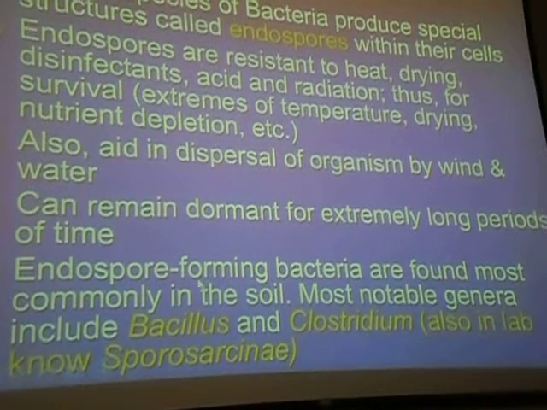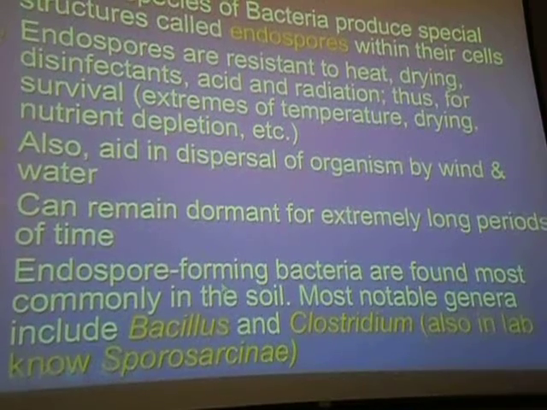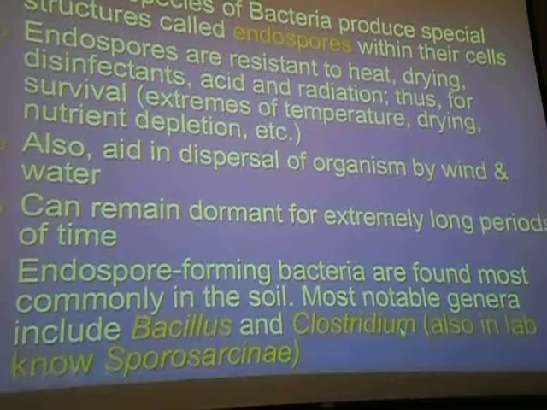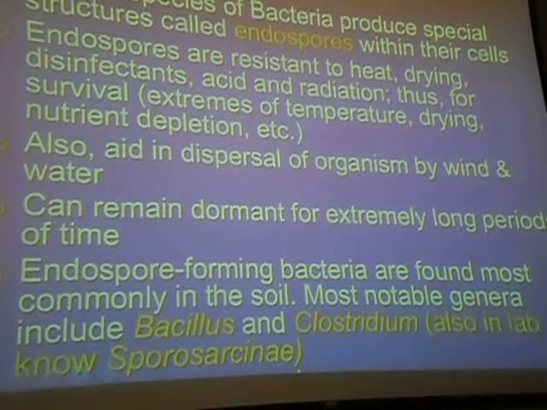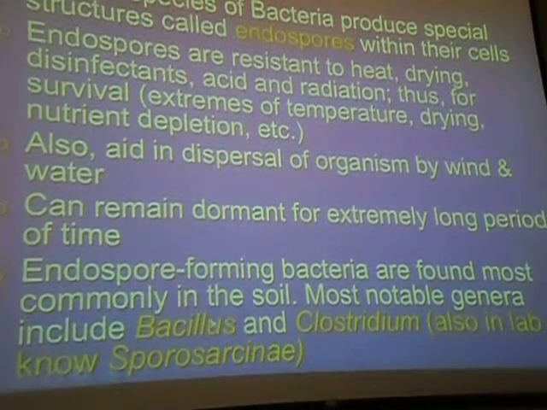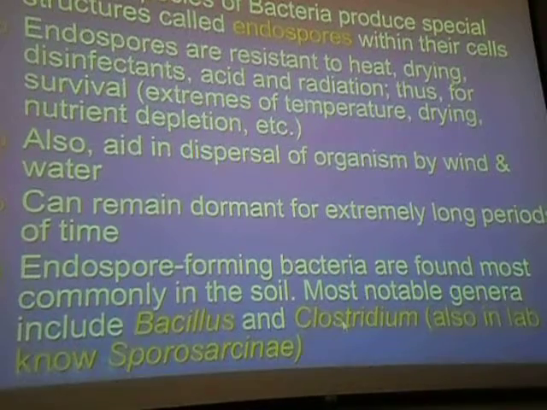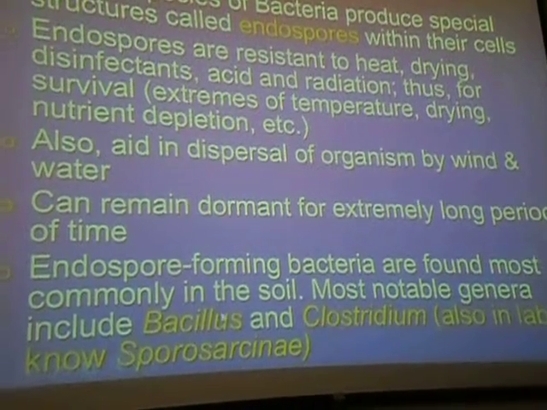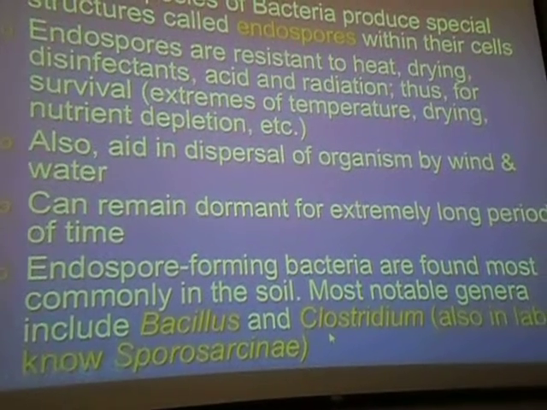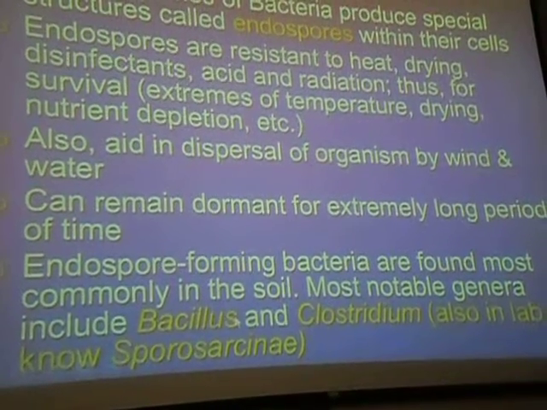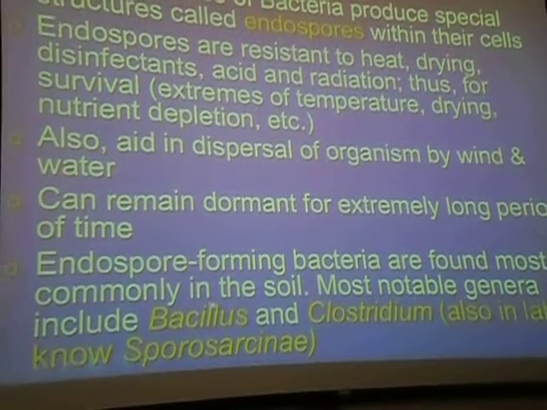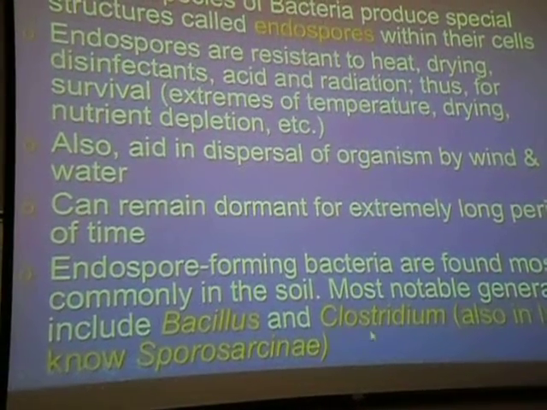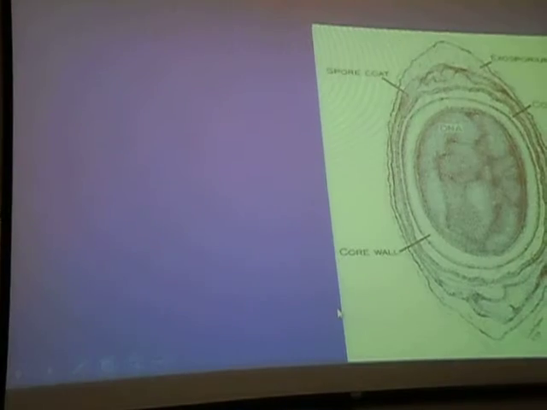Most endospore-forming bacteria are found most commonly in the soil. The most notable genera they will teach you about are Bacillus and Clostridium, although in the lab we also teach you about Sporosarcina. Bacillus and Clostridium are gram-positive rods. You'll need to know that for your lab exam. And the way we distinguish those is, which one's aerobic? Bacillus. Which one's anaerobic? Clostridium. How do we contrast these two with Sporosarcina? This is a coccus, where these two are rods. So know that for the lab.